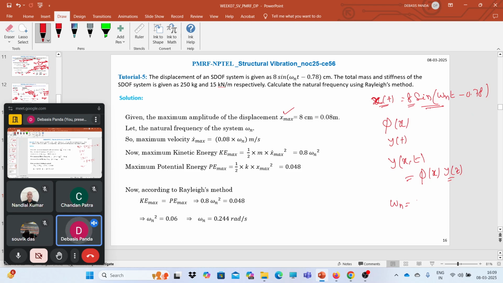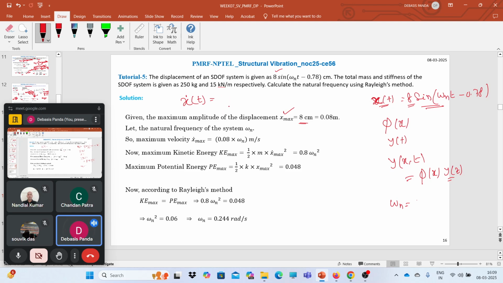What we need to find out is the natural frequency. So what I need to do is find out x dot of t. So x of t is given. The maximum value of x, that means displacement, is nothing but 0.8 centimeter. This value is already given. Now x dot t, I need to differentiate this. So what will be the x dot t?